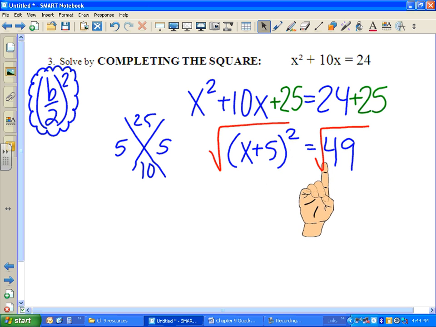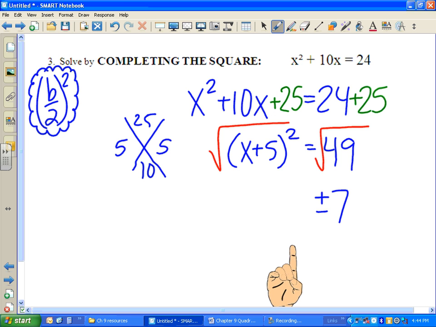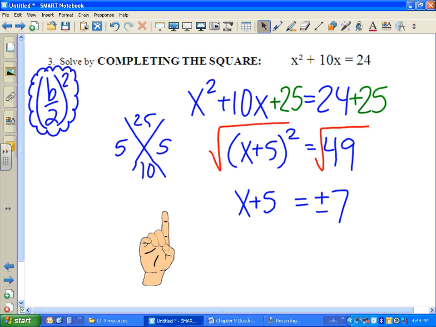And over here, the square root of 49 is going to be a plus and a minus. Remember that. Plus and minus 7 equals x plus 5. Remember that the power of 2 and the square root cancel out. Now we write two problems.